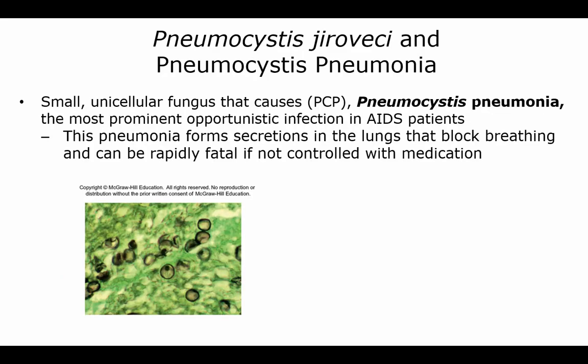Now, Pneumocystis jirovecii and the Pneumocystis pneumonia, this is a small unicellular fungus that causes Pneumocystis pneumonia, and it's the most prevalent opportunistic infection that you find in AIDS patients. And it'll block breathing because of secretions in the lungs, and it can be rapidly fatal if you don't get it under control.